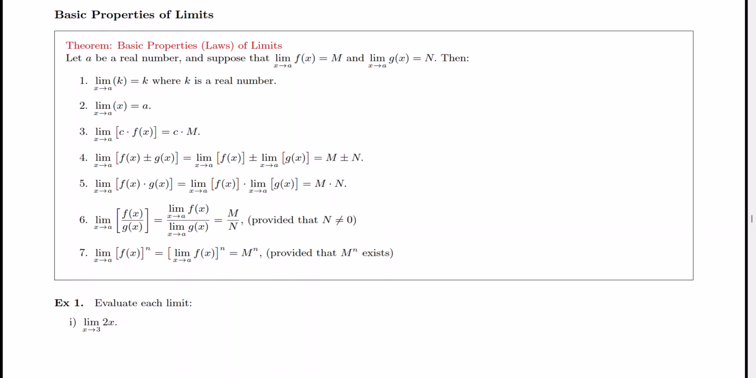For example, number 2 basically tells us that the limit as x approaches a of x is simply a. So if I'm approaching a and I'm evaluating the limit of x, then the answer is directly a. The other one I want to point out is the limit as x approaches a of some number k, and we're told that the answer is equal to k, where k is a real number. So if x is approaching any number, and I'm taking the limit of a constant, the answer is the same constant I began with. So let's use these two rules and the other ones in the next few parts.